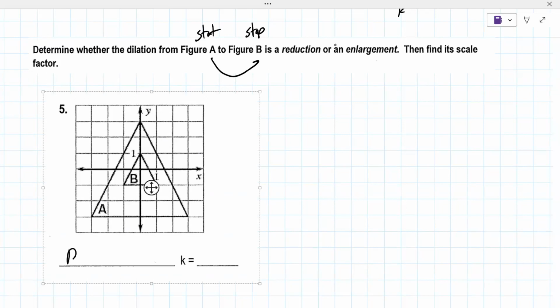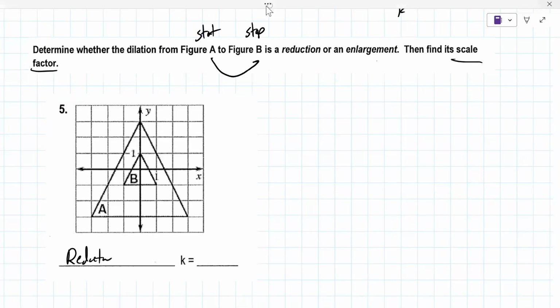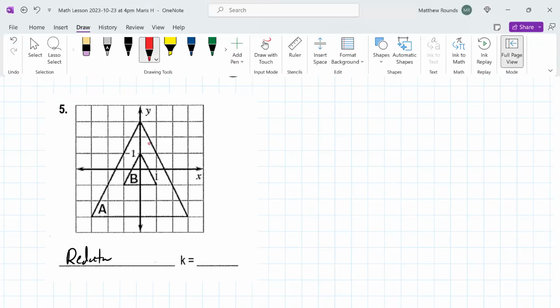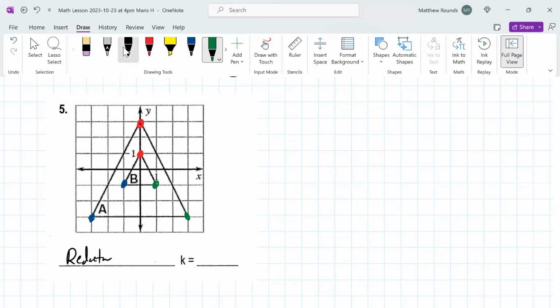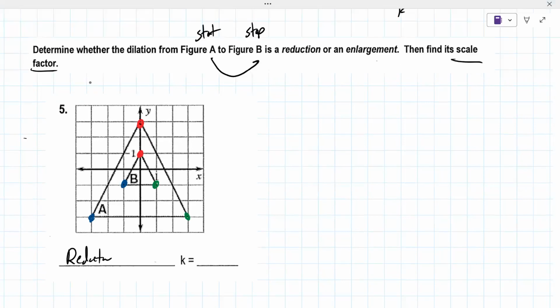Reduction. Reduction. Now, to find the actual scale factor, you need to find corresponding vertices. So like you might use these 2 points. Doesn't really matter which ones, but they have to correspond to each other, the ones in blue, or maybe it's the ones in green. But I want you to write those 2 points and see if you can figure out the reduction amount.